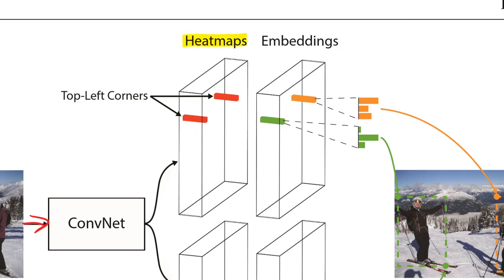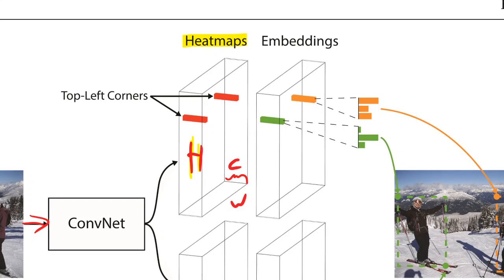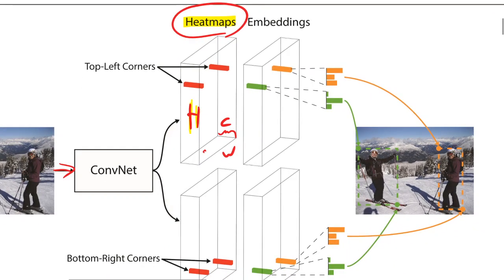Now the heat maps, their dimensions are the height of the image, H, and the width of the image, and this here would be the number of classes C. So you have one channel for each of the classes that you predict. And the heat map will basically be very high at the location and channel where there is a corner of that class. So you see you have one heat map for the top left corners and one heat map for the bottom right corners. And then also what you want to predict are these embeddings.